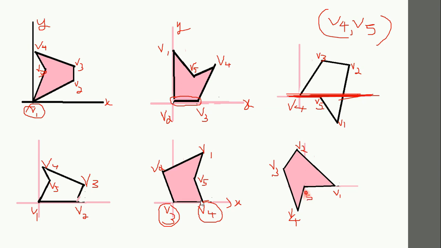That is v1, v5, after v5 you have v1. So automatically your v1 also will be placed on the x-axis. See which is the next vertex: after v1 you have to check for v2. But v2 is lying above the x-axis.